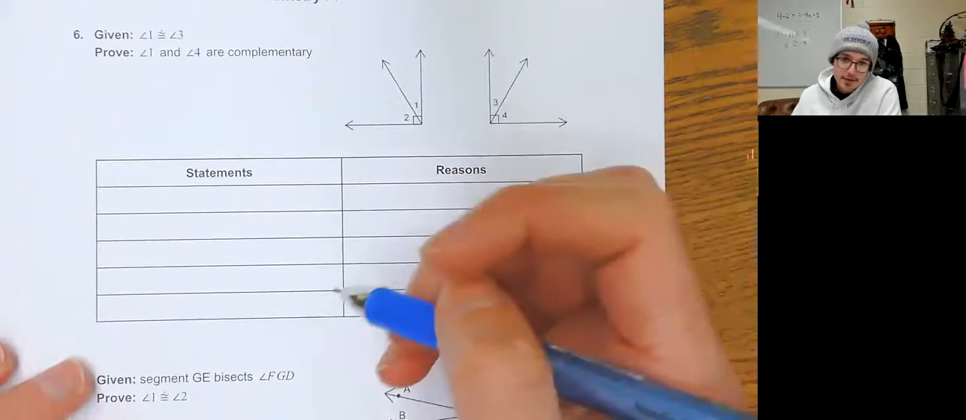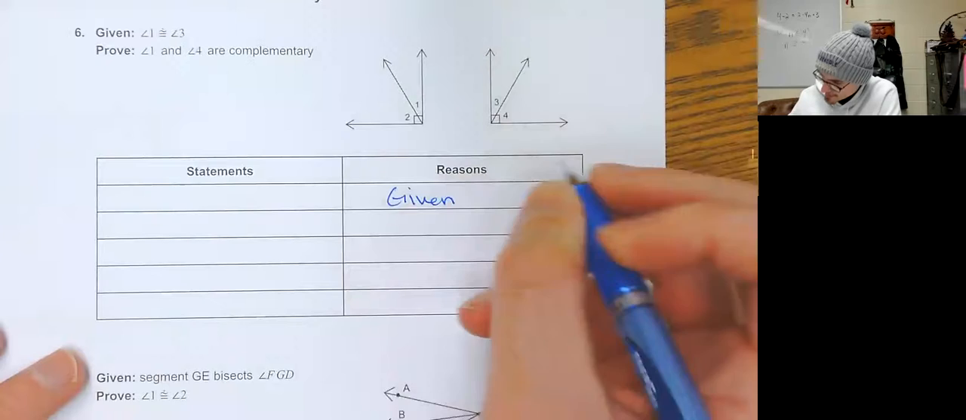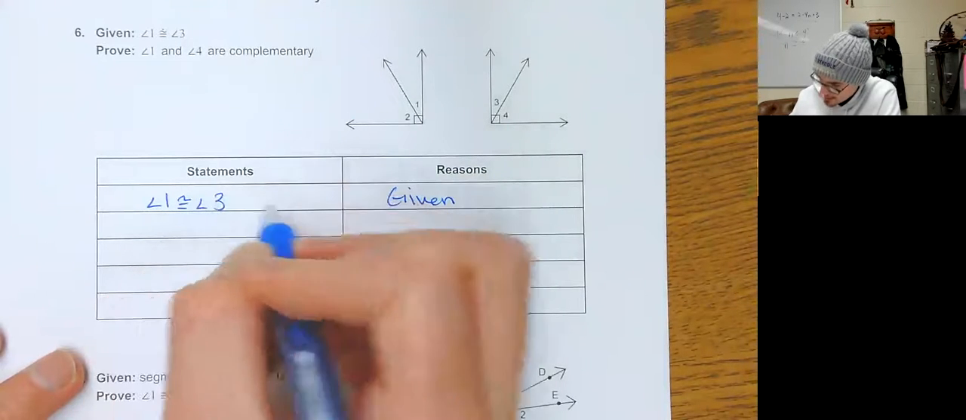Start off with given. That's what you always do with the proof. And we are given angle 1 is congruent to angle 3.